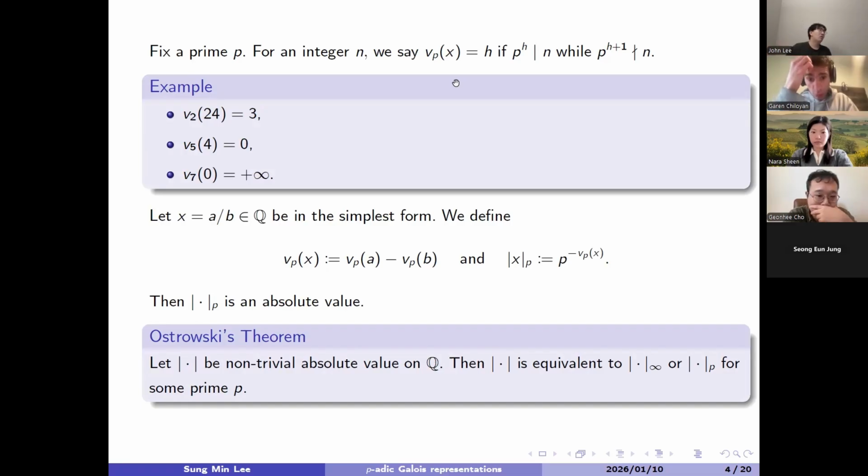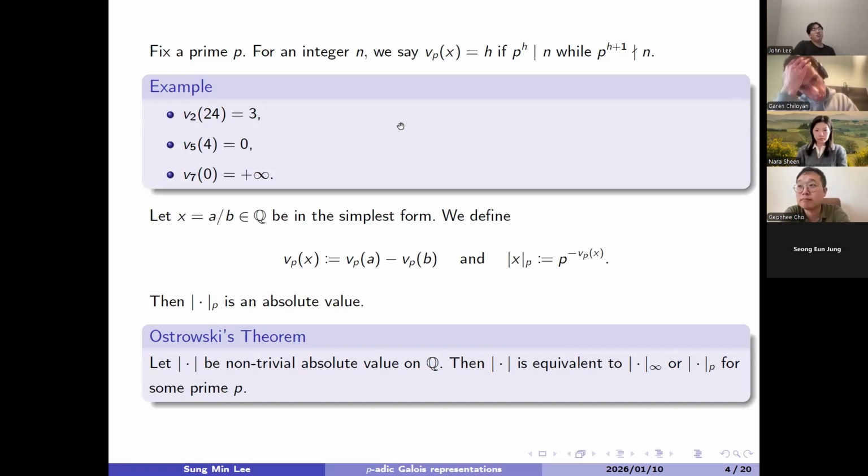So for example, what is v_2(24)? That is, what is the largest power of 2 that divides 24? Of course, 8 divides 24, but 16 doesn't divide 24. So 8 is 2 to the power of 3, and we call this the 2-adic valuation. The 2-adic valuation of 24 is 3. What is the 5-adic valuation of 4? 0, because 5 can never divide 4. Only 5 to the power of 0, which is 1, divides 4, and any higher power cannot.